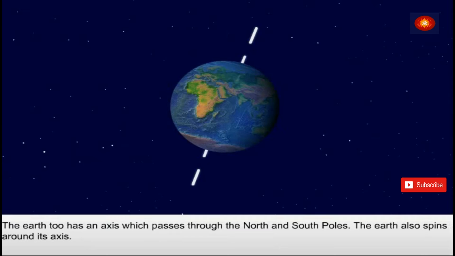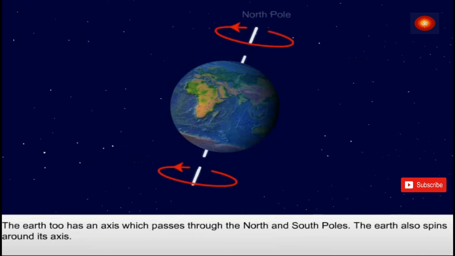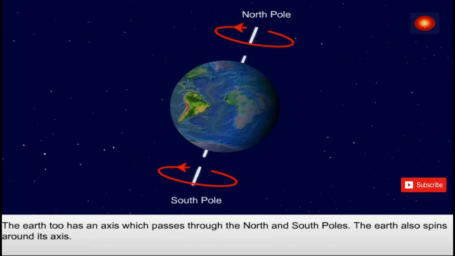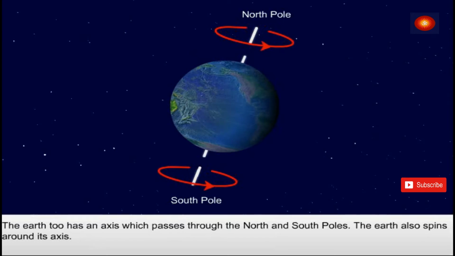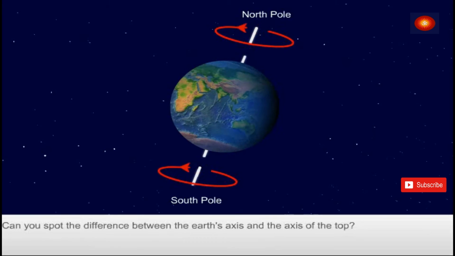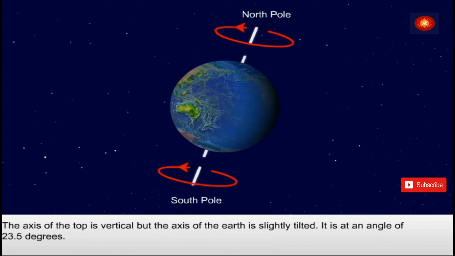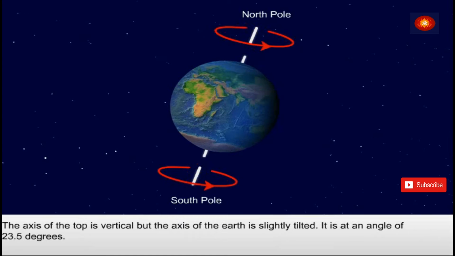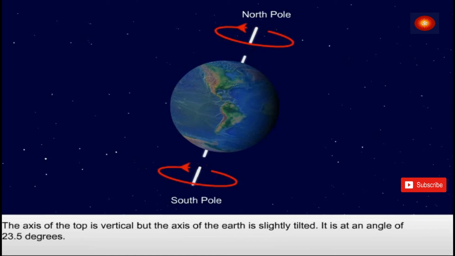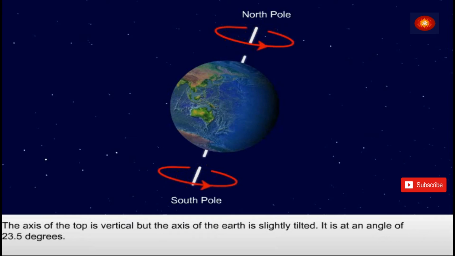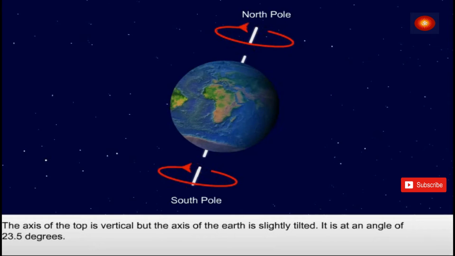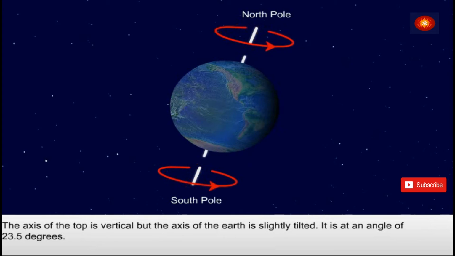The Earth too has an axis which passes through the north and south poles. The Earth also spins around its axis. Can you spot the difference between the Earth's axis and the axis of the top? The axis of the top is vertical, but the axis of the Earth is slightly tilted. It is at an angle of 23.5 degrees.